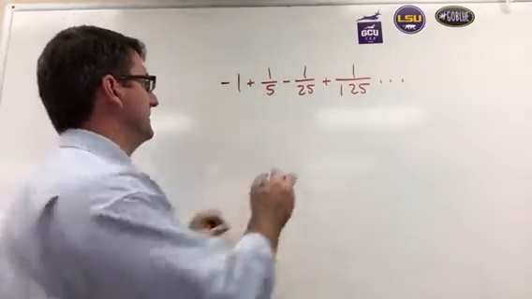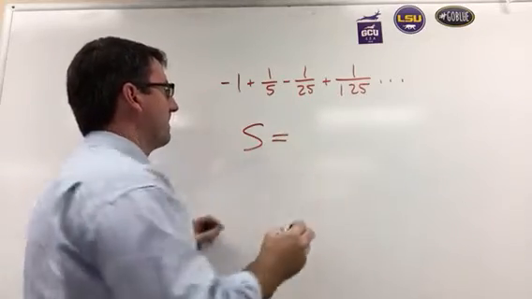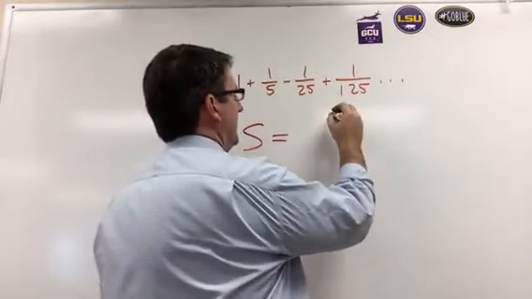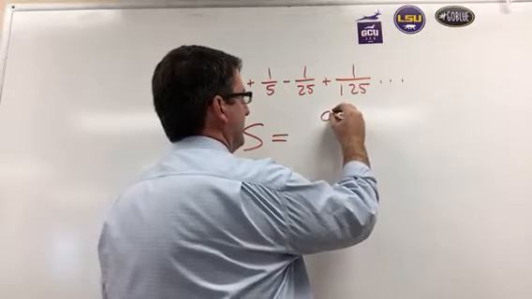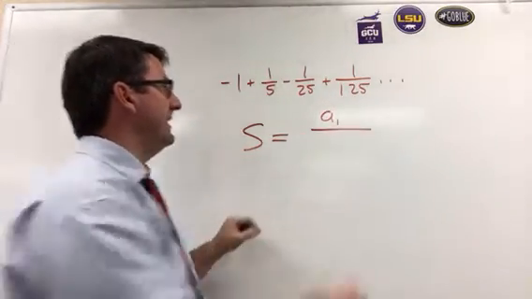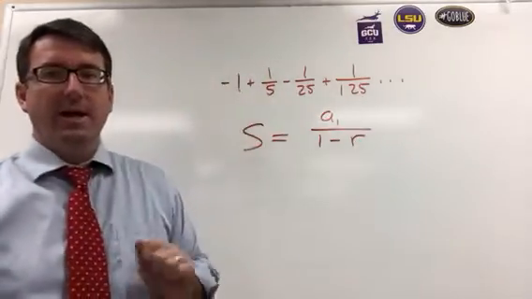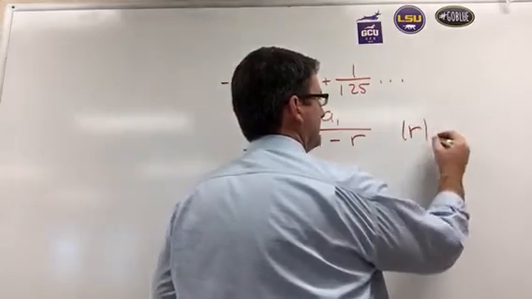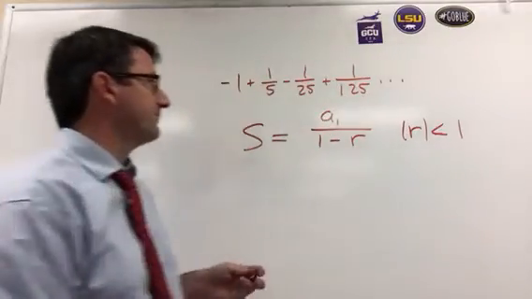And so the formula for this is S, the sum, is equal to the first term, so A1, divided by 1 minus the ratio. And now remember that this only works if the absolute value of R is less than 1.